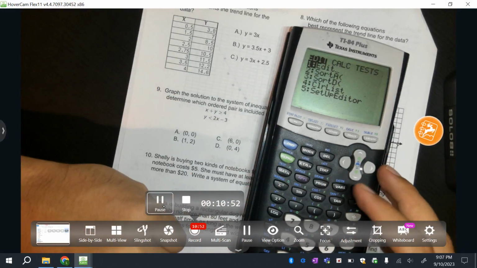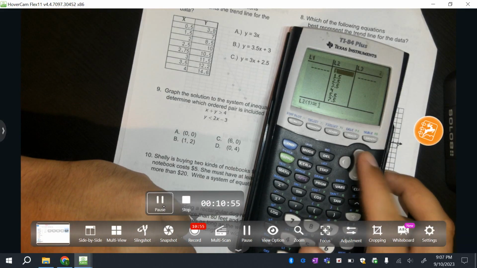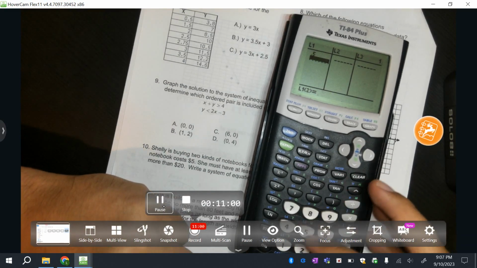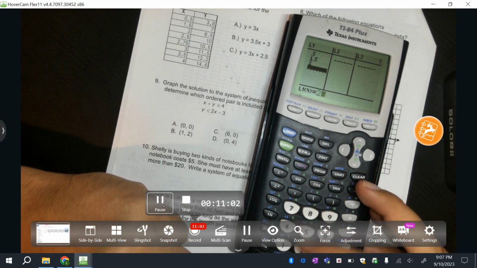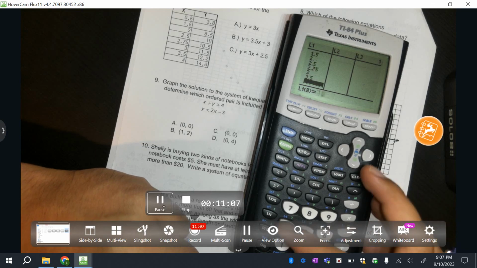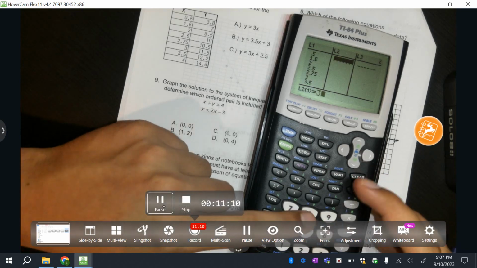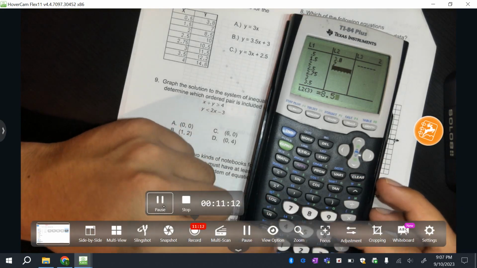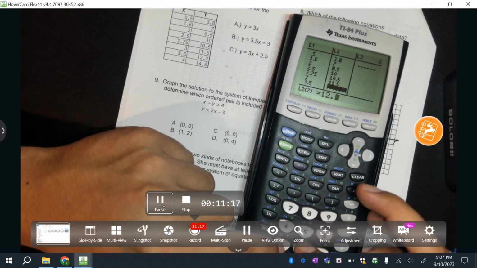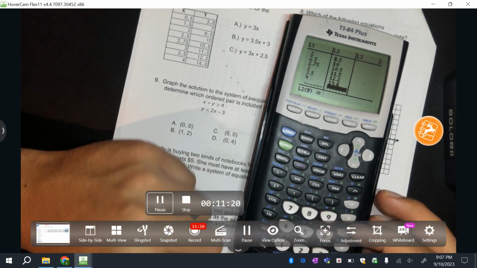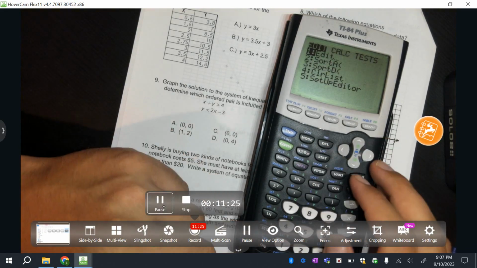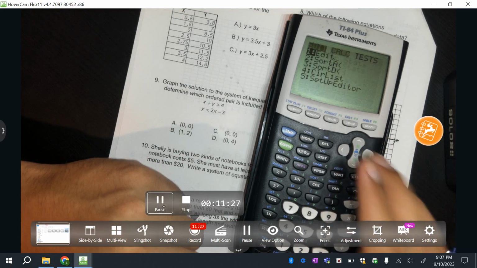So we're going to go to Stat, Edit. I'm clearing my L1 and L2. For L1, we have 0.5, 1.5, 2, 2.5, 2.75, 3, 3.5, and 4. For L2, 3.8, 7, 8.5, 10, 10.5, 11.5, 12.2, 14.6. Then Stat Calc. Again, we did Stat Edit first, then go to Stat Calc.